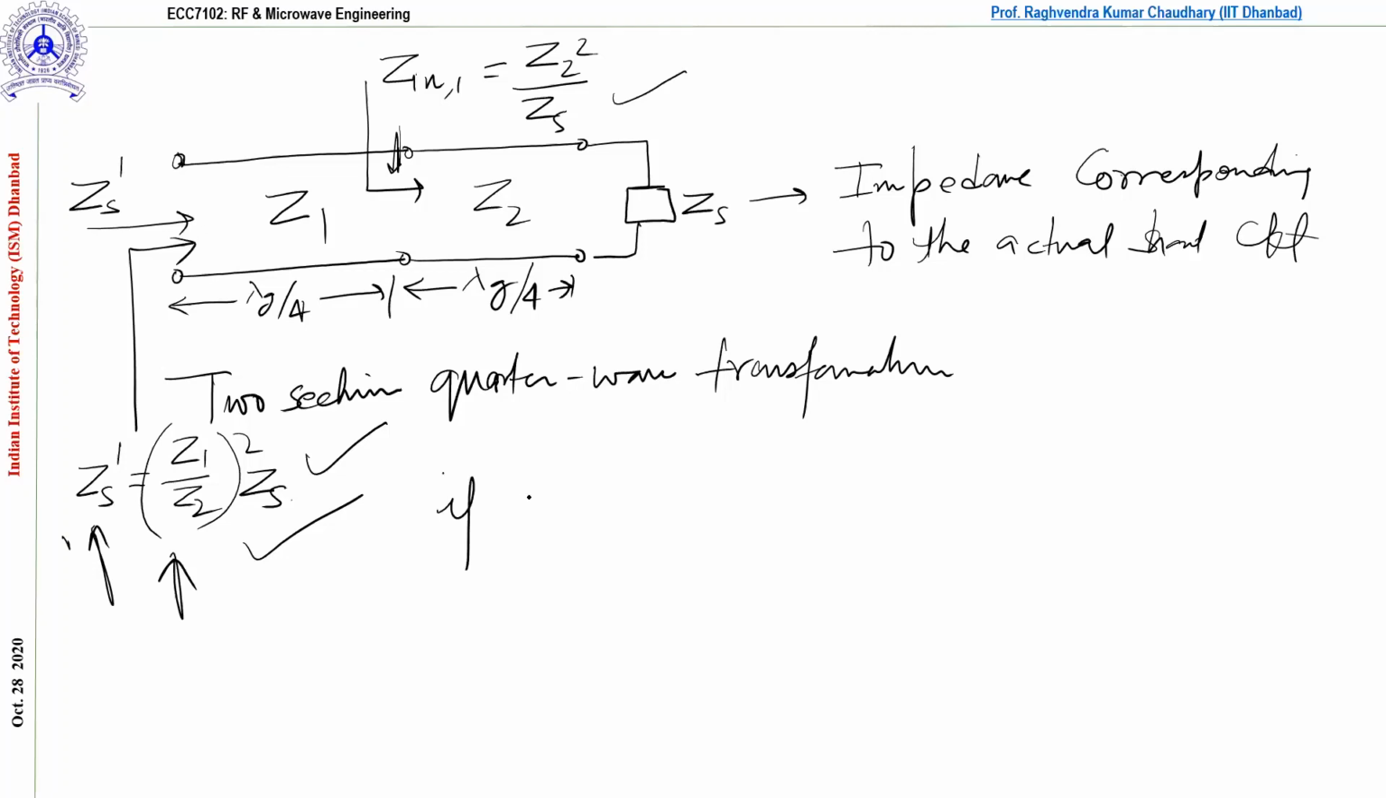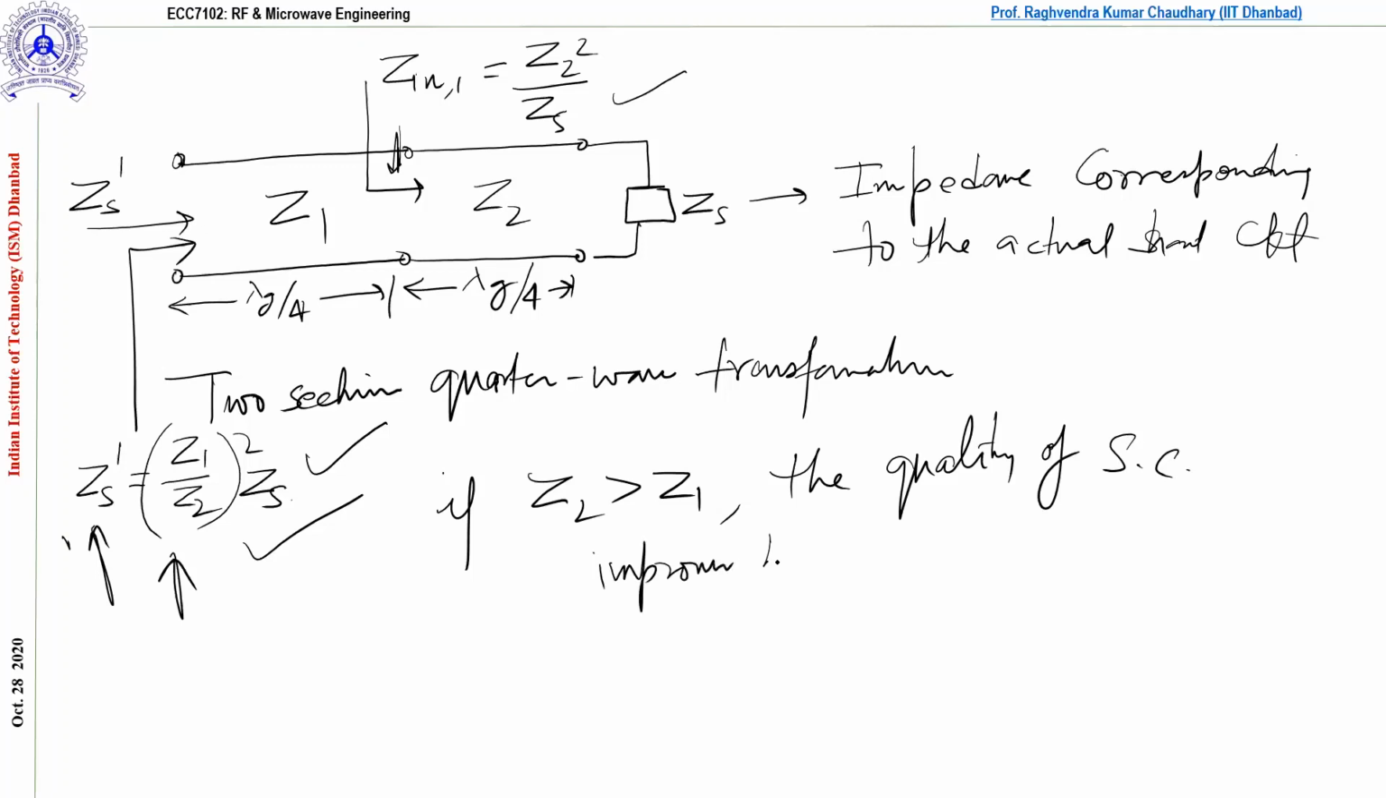Now if Z2 is greater than Z1, what will happen is that the quality of the short circuit improves by a factor (Z1 over Z2) squared. Why? If Z2 is greater than Z1, the overall value will be less, and that is actually what we require. Are you getting this?